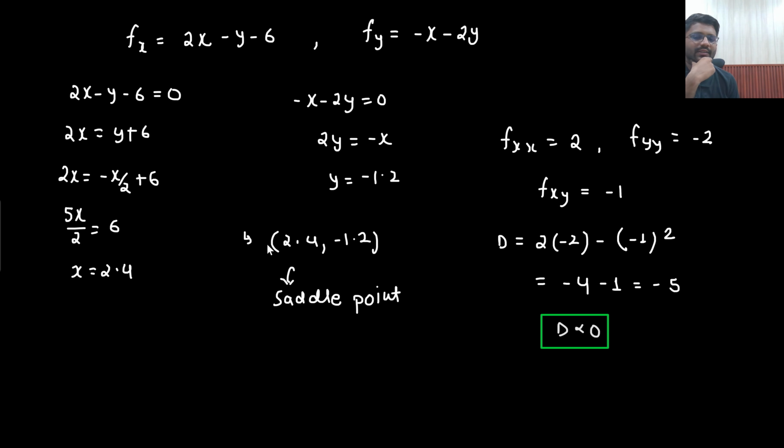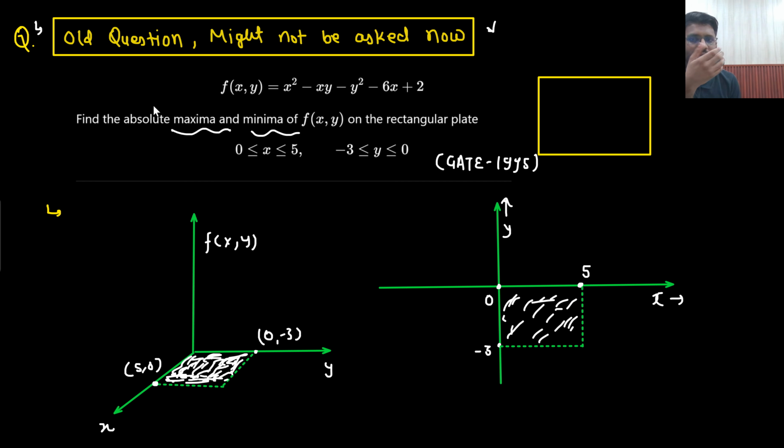Now sir, at this point I will not get maximum or minimum value. Now what do I do? So now boundary points we need to check. What all are the boundary points from 0 to 5, minus 3 to 0? So what all your point of concentration would be there? So point of concentration would be x equals to 0, y equals to minus 3.